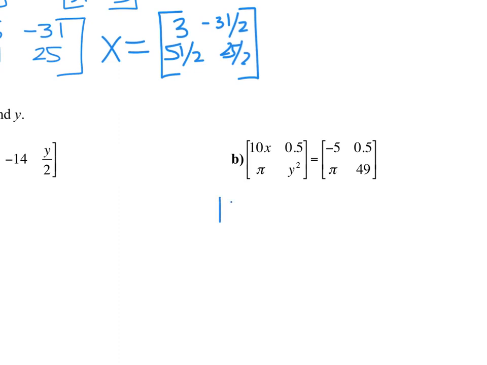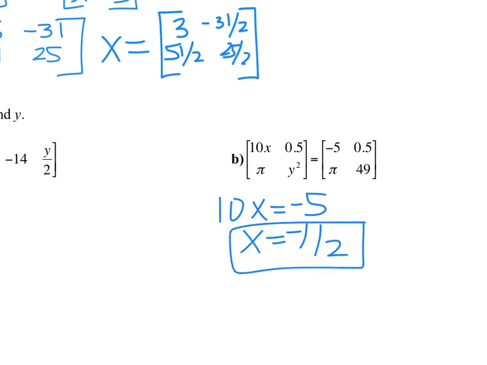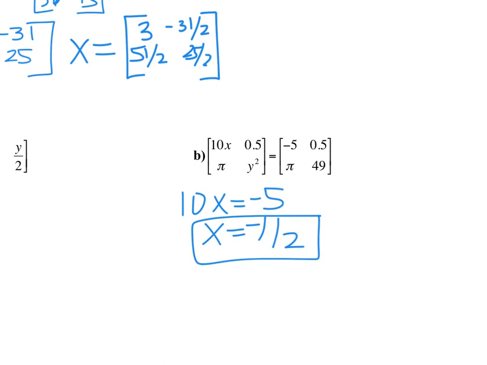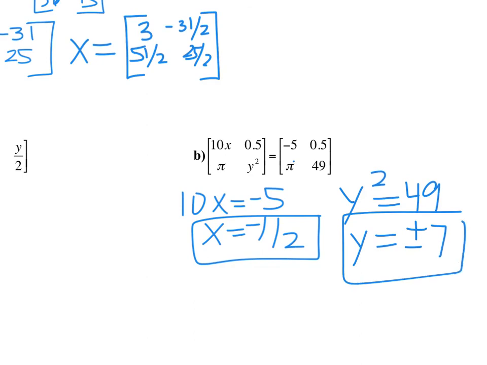So look at this one. 10x equals -5. Solve for X. Some people will say -2. Those people are wrong. Divide by 10. X is -1/2. Okay? 0.5 equals 0.5. Pi equals pi. Y squared is 49. What is Y? I heard it. Plus and minus 7. Don't forget, 2 answers on those squareds, okay? 2 answers.